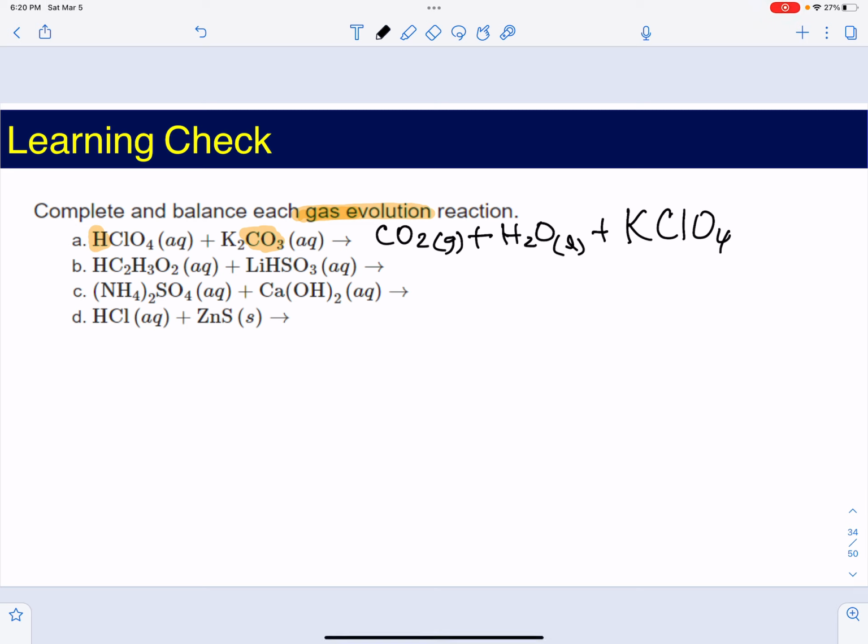So let's see if this is balanced. You have one hydrogen and two over here. So that's going to have to be a two right there, which gives me two chlorates. So I'm going to put a two there, which gives me two potassiums, and CO2 and CO3 right there. CO2 plus that oxygen, CO3. So that's how we balance that one. Let's see the next one.